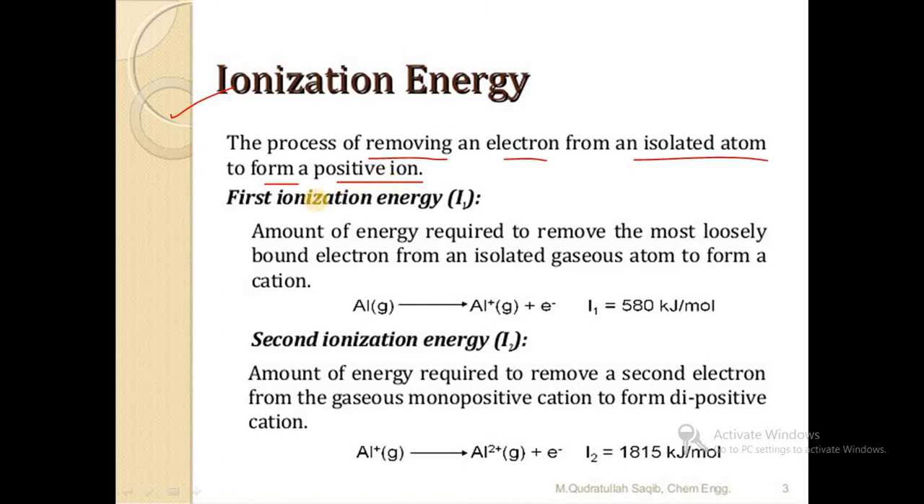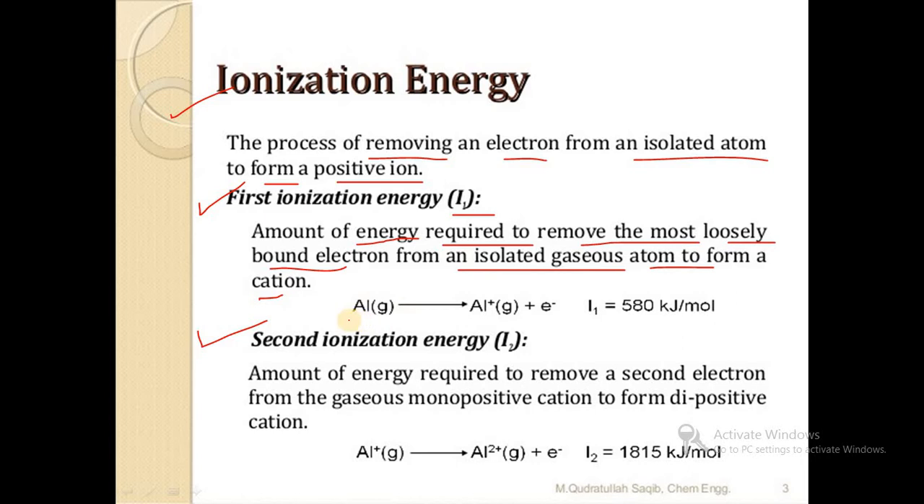Then there are different ionization energies: first ionization energy, second ionization energy, and maybe third ionization energy. For example, the first ionization energy, I1, is the amount of energy required to remove the most loosely bound electron from an isolated gaseous atom to form a cation.